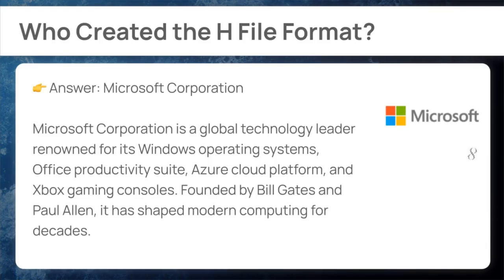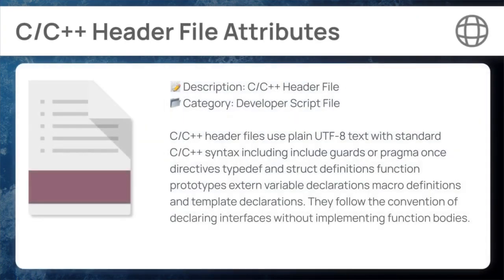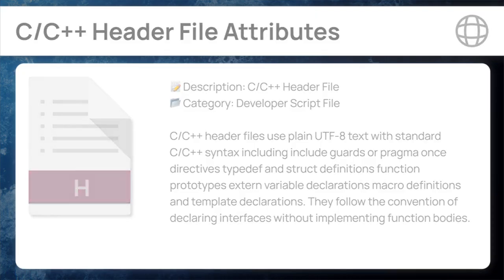C++ header files use plain UTF-8 text with standard C++ syntax, including include guards or pragma once directives, typedef and struct definitions, function prototypes, extern variable declarations, macro definitions, and template declarations. They follow the convention of declaring interfaces without implementing function bodies.